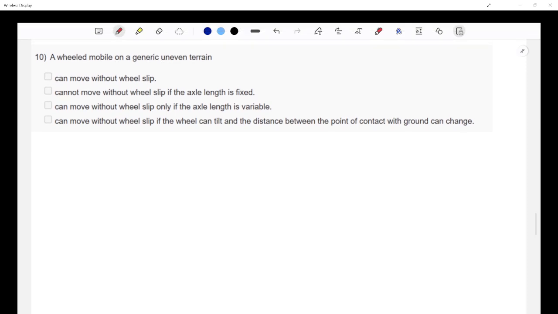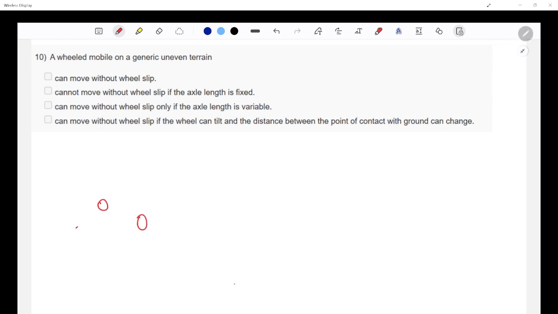A wheeled mobile robot on a generic uneven terrain can move without wheel slip, cannot move without wheel slip if the axle length is fixed, can move without wheel slip only if the axle length is variable, can move without wheel slip if the wheel can tilt and the distance between the points of contact with the ground can change. Now, on an uneven terrain, the key issue is contact.